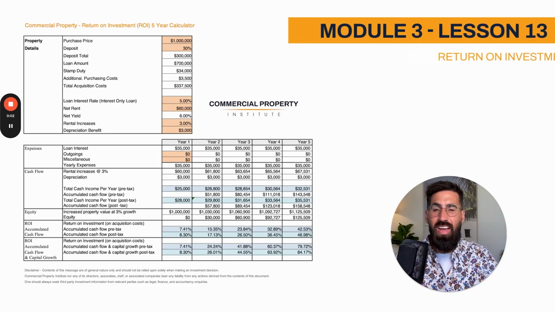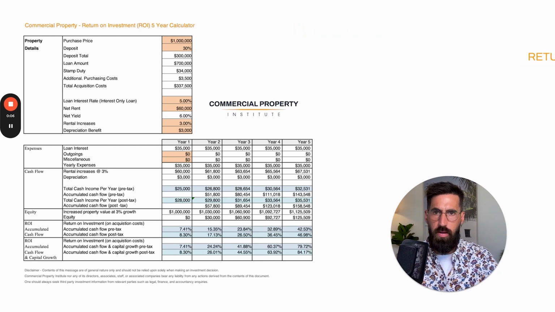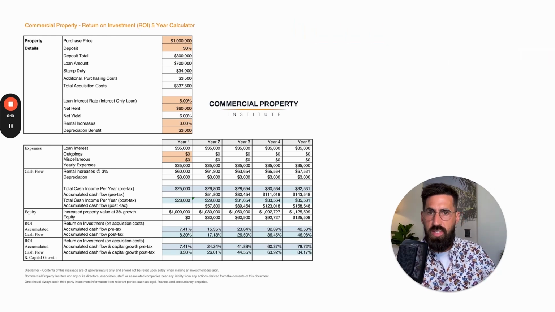Hey guys, we're now going to look at the return on investment ROI 5-year calculator. This is probably the most important spreadsheet you need to understand to be a sophisticated commercial investor, and will separate you from the novice investors who generally just calculate cash flow and that's where they're done with it.